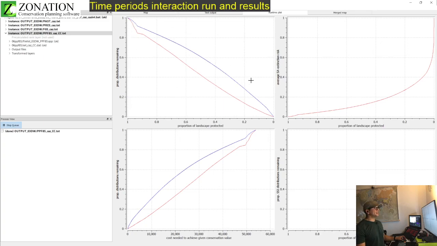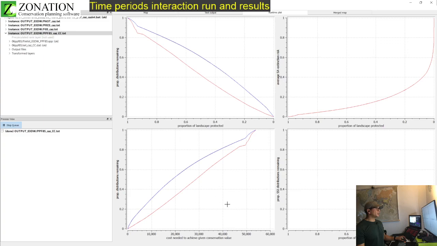Here we can see the same situation, but in terms of the actual species, right? So distributions remaining means the distributions of the species, so how much of that collective we are losing. From 1, we have all of it, and 0, we have none. So there is a very progressive, linear kind of thing, right?